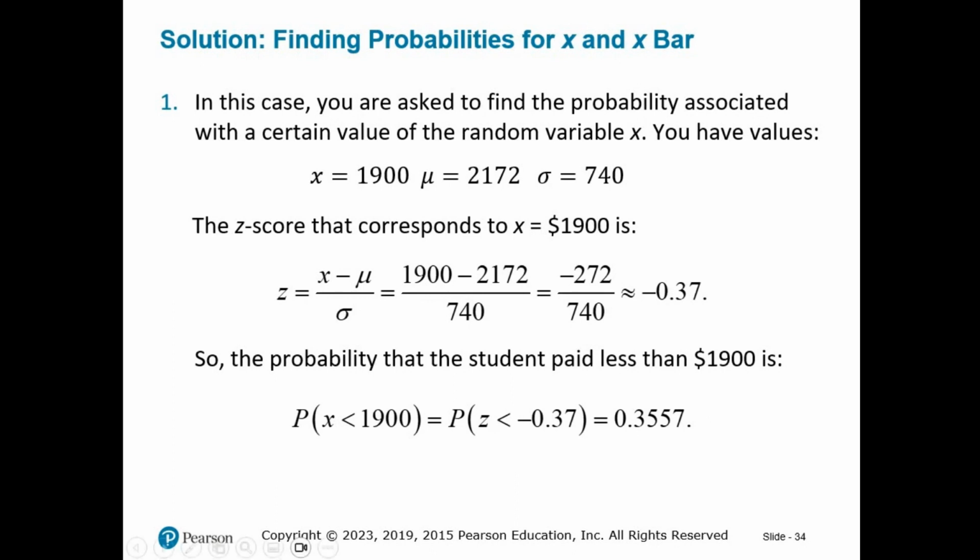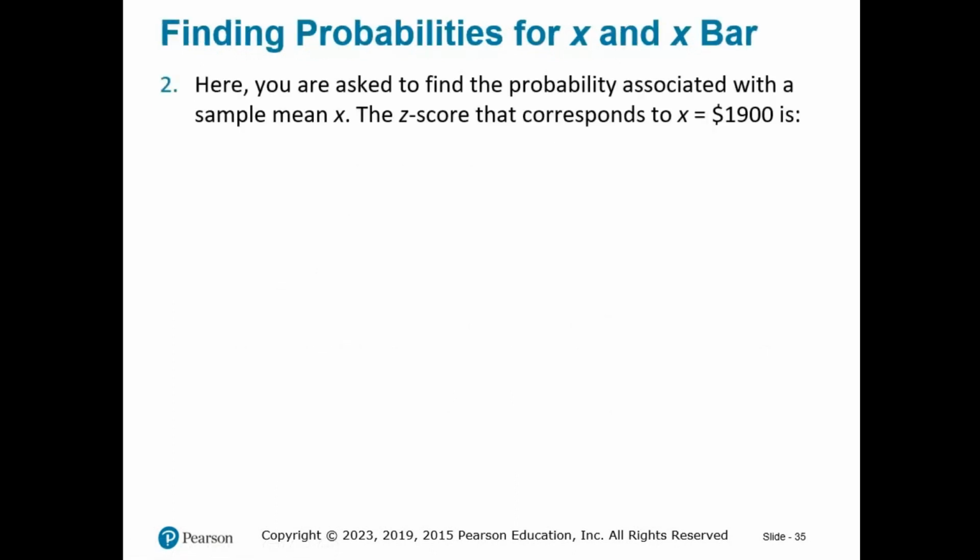Good work. The second part of the problem asks, if we selected a sample of 25 students, what is the probability that their mean amount paid is less than $1,900? Now I know what you're thinking, there's only 25 students. Doesn't that mean we can't use the theorem? Well, remember part 2 of the theorem says that if the population is normally distributed, we can assume that the sample mean distribution will also be normally distributed. So we can apply the rest of those properties.